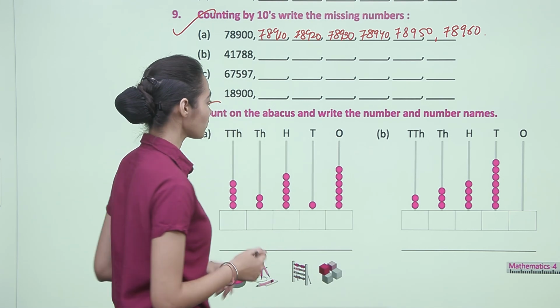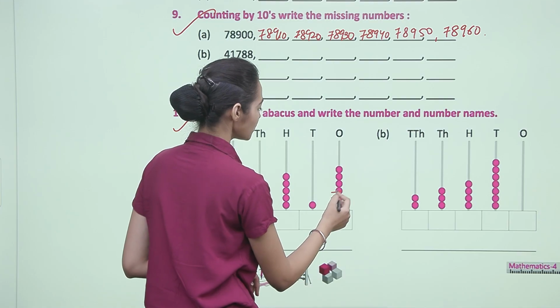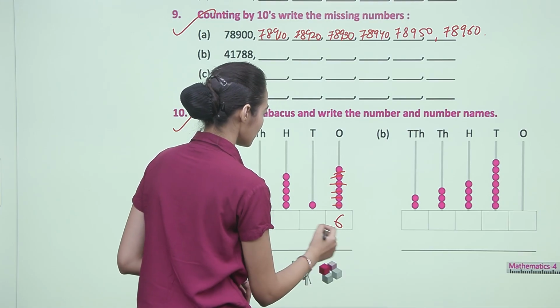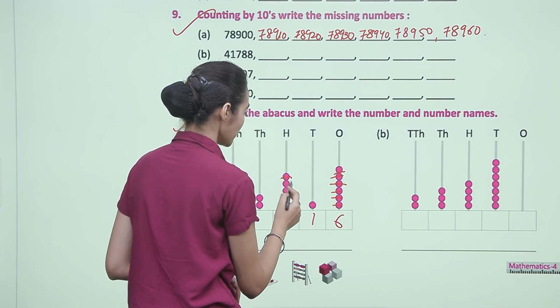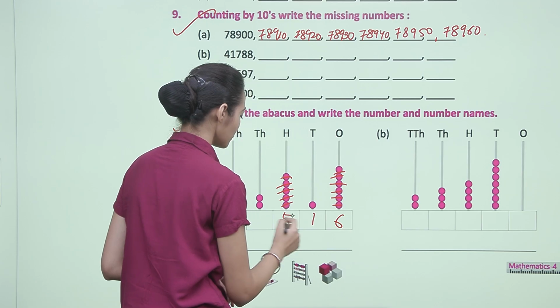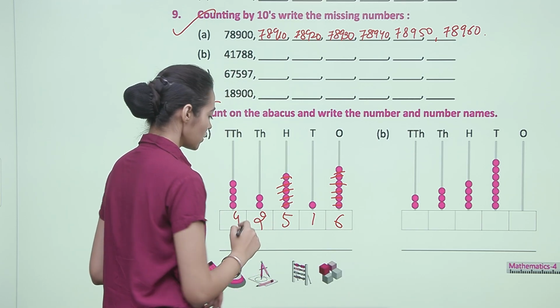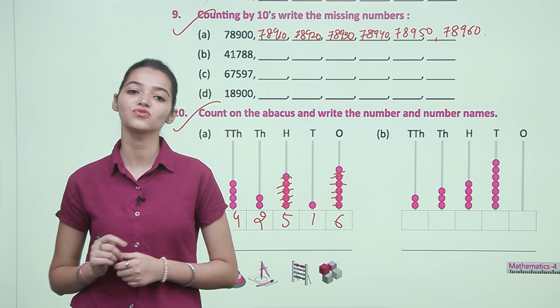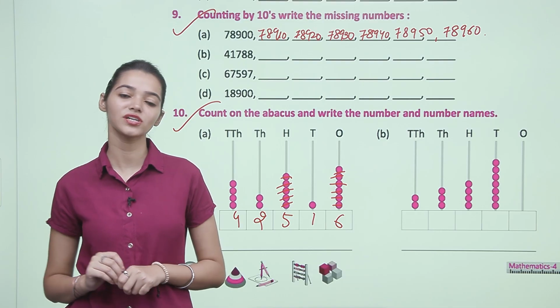Now in the next one we have to count on the abacus and write the numbers and their number names. So in the first one, in the ones column, 1, 2, 3, 4, 5, 6, then 1, 2, 3, 4, 5, then 2 and 4. So the number will be 42,516. That's how you have to complete the remaining part.